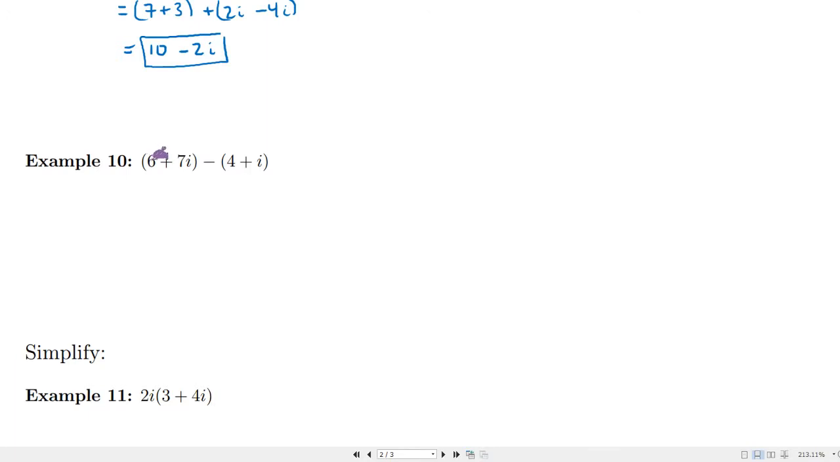So here we have 6 plus 7i minus 4 plus i. So here, I think it's good to actually simplify this first, because this negative is going to get distributed. So we have to be always really careful of that, right? It's a very common error. Subtract i. And so this will be 6 minus 4 is 2. 7i minus i is 6i.